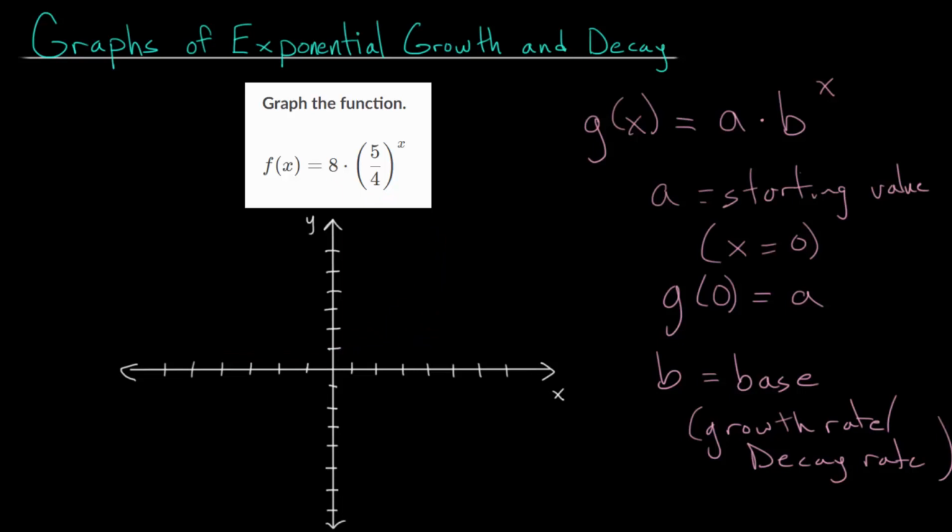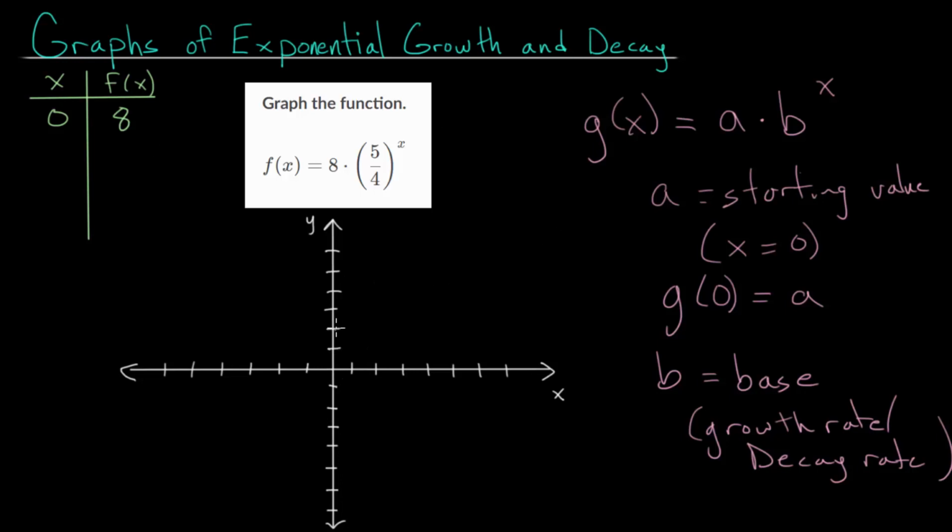So in graphing functions, one of the simplest approaches is to just make a table and look at specific x values and function values. So we have x and f of x here. So let's say when x is equal to 0, since that's going to give us our starting value. And if we plug that in, we get 8 times our base, 5/4, raised to the 0 power. But anything to the 0 power is just 1, so you get 8 times 1, which is 8. So we can start by graphing that.